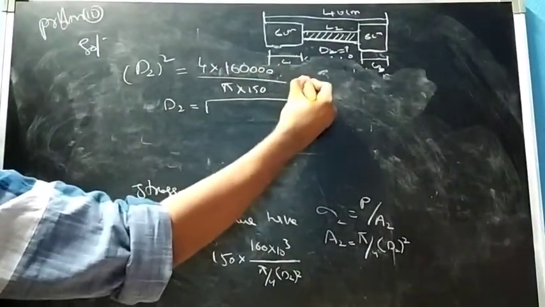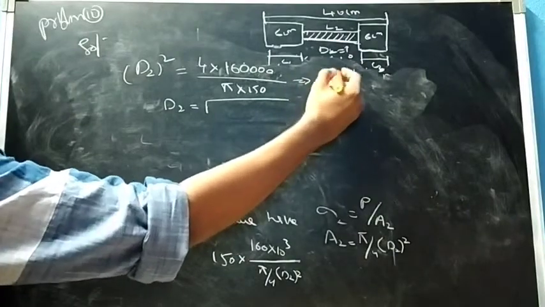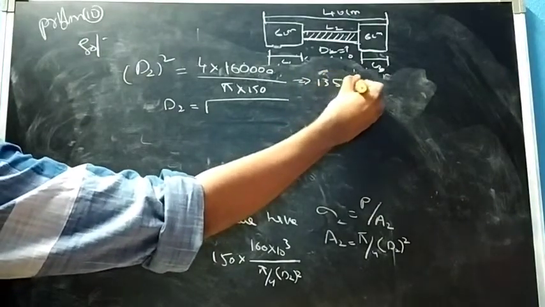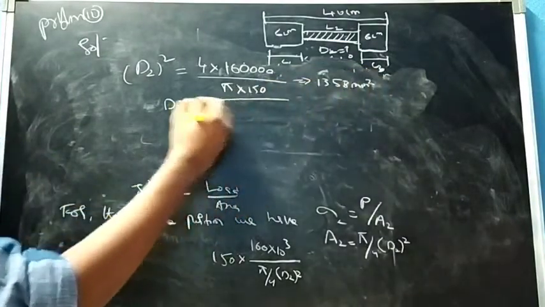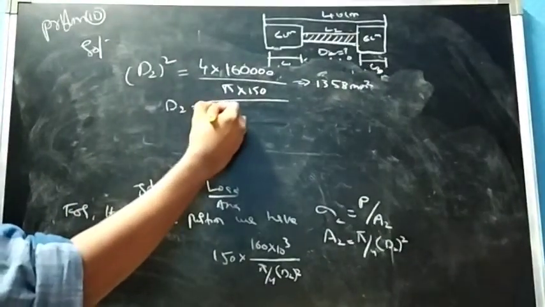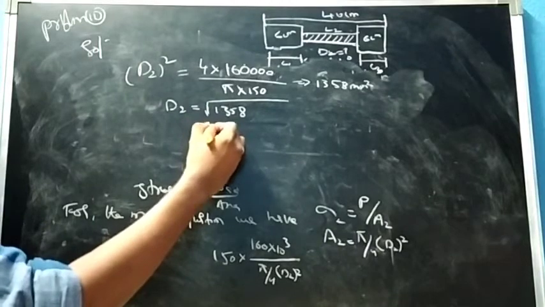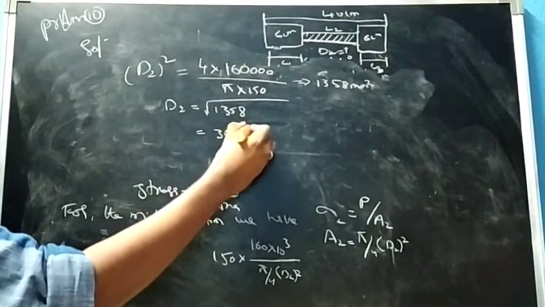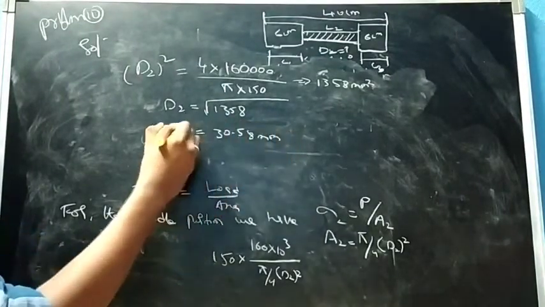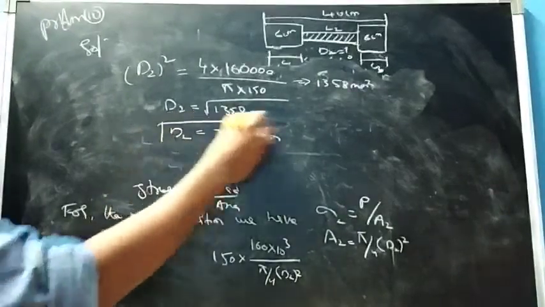So from here we get 1358 mm square. So square root on both sides, we'll get 30.58 mm. So that is d2. So we got the d2 here.